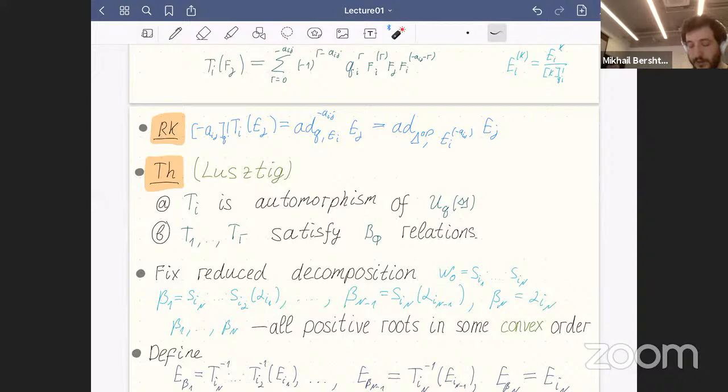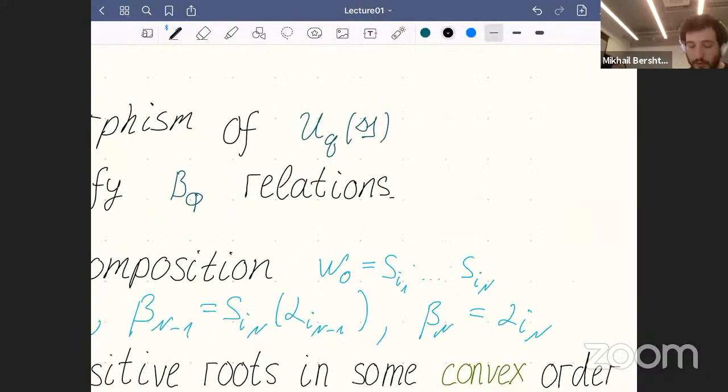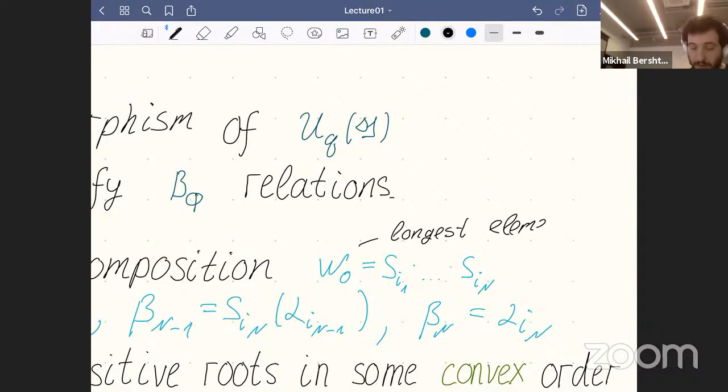Let us do this. Let's fix W_0. By the way, who is still listening, who knows what W_0 is? Or maybe no, who can guess what I denoted by W_0? The longest word? Not a word, so I would say that this is the longest element, not the longest element, in the Weyl group.